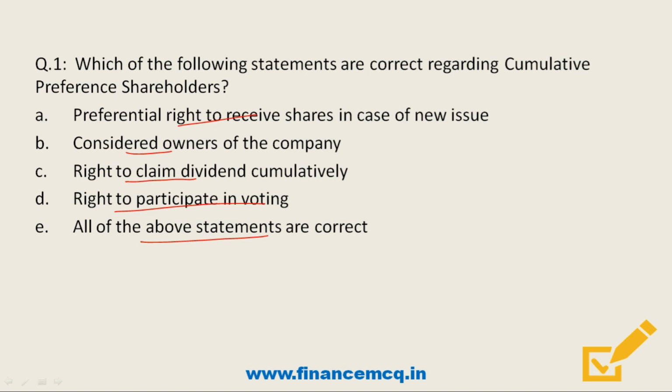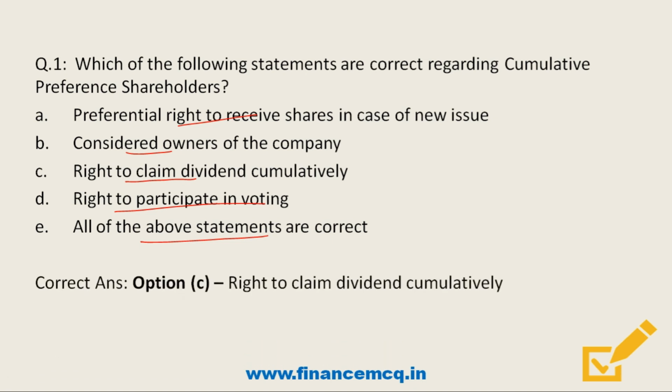Well, the correct answer is option C, that is right to claim dividend cumulatively. And what does that mean? Friends, it means that if a company has not declared a dividend in a particular year, it will be carried forward to the next year. For example, suppose for the year 2020, the company has failed to declare any dividend due to insufficient profits. In that case, the dividend will be carried forward to the next year, that is 2021. And if the company has declared dividend for the year 2021, in that case, cumulative preference shareholders will get dividend for the year 2021 as well as for the previous year, that is 2020. So that means the dividends are paid cumulatively.